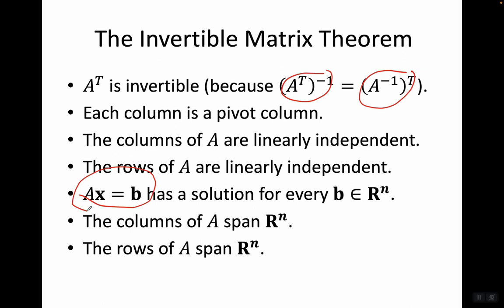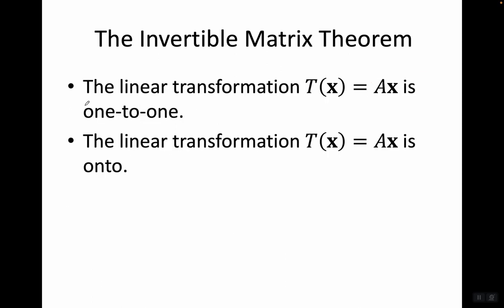Columns of A span Rn. That's just another way of saying that AX equals B has a solution for every B in Rn. And the rows of A span Rn. Again, that's because if A transpose is invertible, then A is invertible, and vice versa. The linear transformation T of x equals AX is 1-to-1. The linear transformation T of x equals AX is onto.